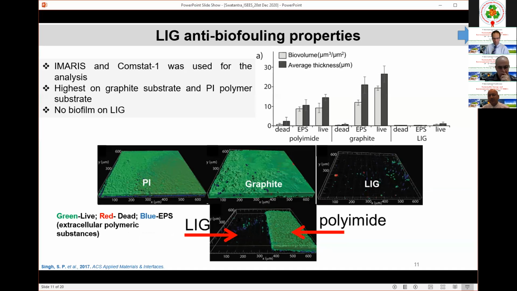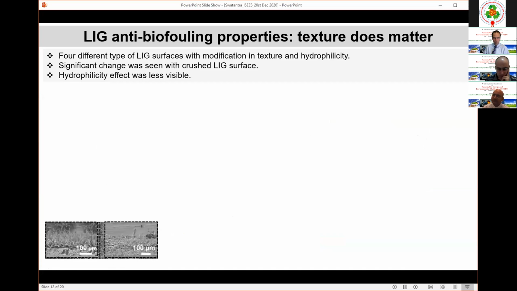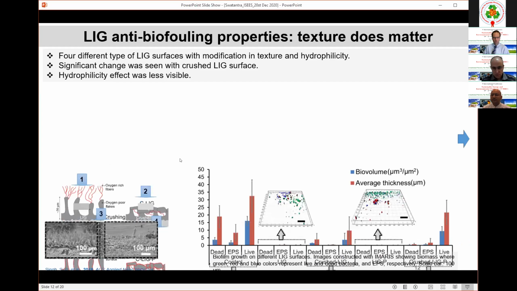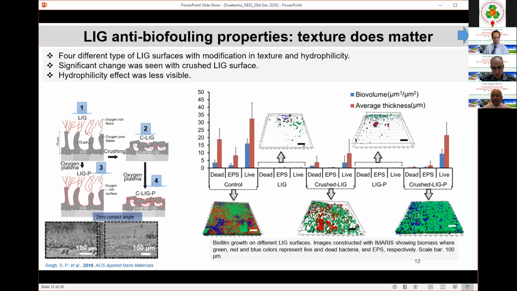So after that, we tried to explain the overall results on the basis of hydrophilicity and surface charge, but we failed. Then we realized, why not play with the texture? So we made four kinds of textures. One is your normal LIG surface, which has micro-sized pores and nanofibers, and then we crushed these surfaces. Later, we also used oxygen plasma to make these surfaces super hydrophilic. So we did the plasma without crushing, retaining the texture, and we also crushed the surfaces and did the plasma.